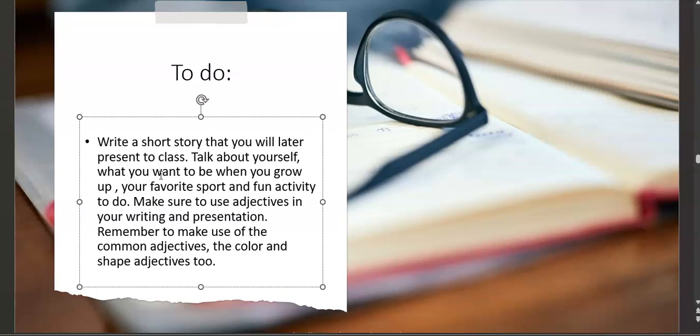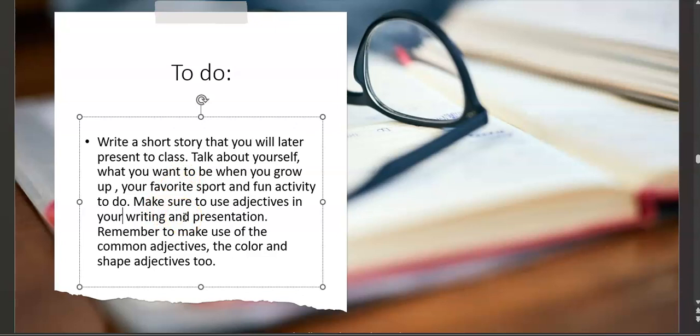When you're talking about yourself, tell us what you want to be when you grow up, your favorite sport, what fun activities you like to do. Do you love swimming, skating, whatever you love doing? So talk about yourself, what you want to be when you grow up, your favorite sport, what fun activity, anything you want to add. These are just examples of what I want you to talk about, but you can add anything. Talk about what you love, your favorite clothes to wear.